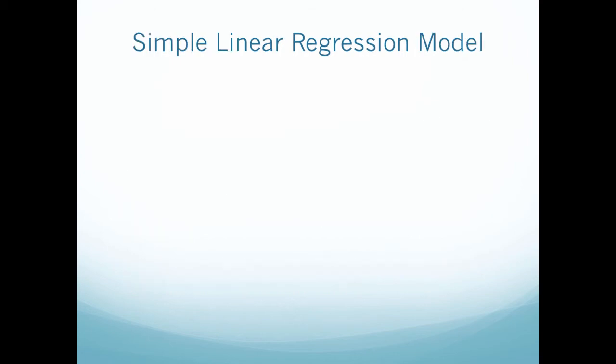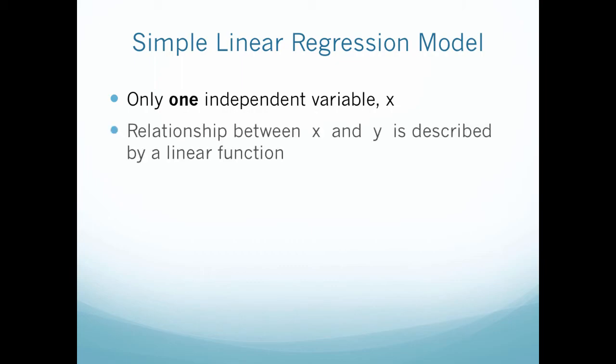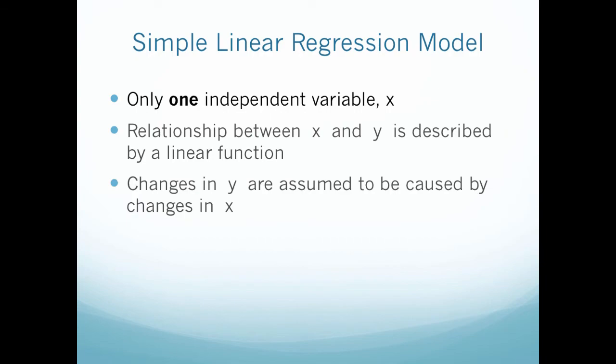Okay, so as we start the regression analysis, we're going to begin with a simple linear regression model. In this type of model, we only have one independent variable, x. And the relationship between x and y is described by a linear function. So we're not looking for a polynomial relationship. We're not looking for an exponential relationship. We are trying to solve for a linear relationship. Meaning that when I plot these in a scatter diagram, that scatter is going to be best represented by just a line. Okay, so the changes in y are assumed to be caused by the changes in x.